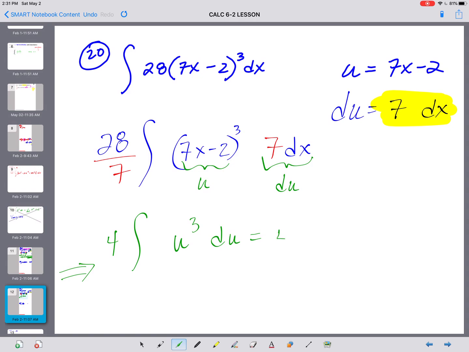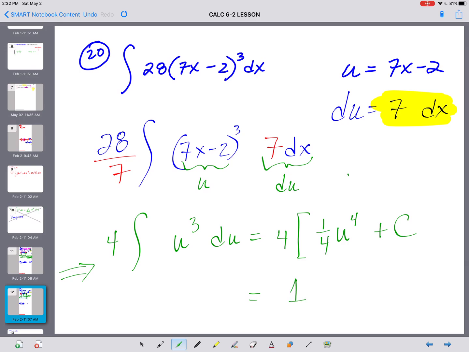Hey, first of all, the 4 bracket. What's the antiderivative of u to the third? Well, it's going to be u to the fourth. Oh, 1/4 u to the fourth. Good. Plus c, because there's no limits. Okay, let's finish it up. Hey, 4 times 1/4, what's that? Oh, that's just 1. I'll put a 1.